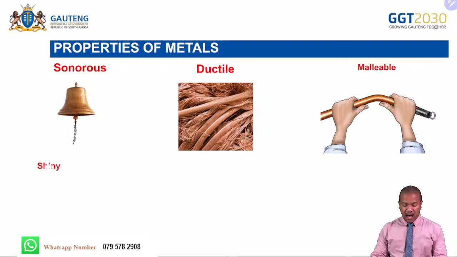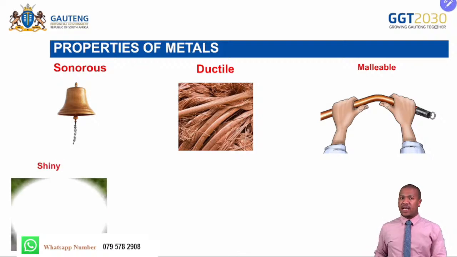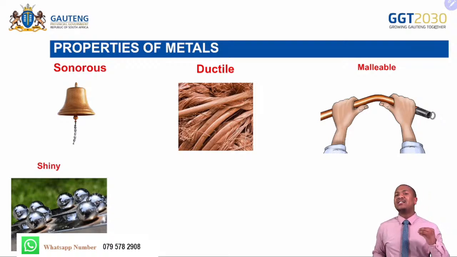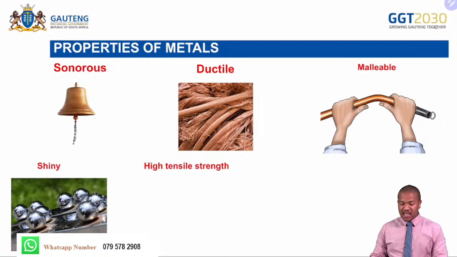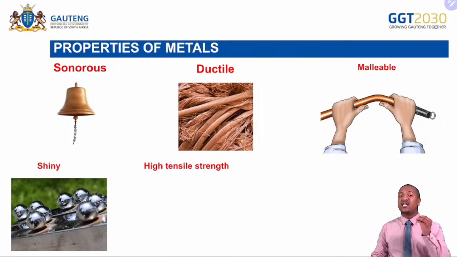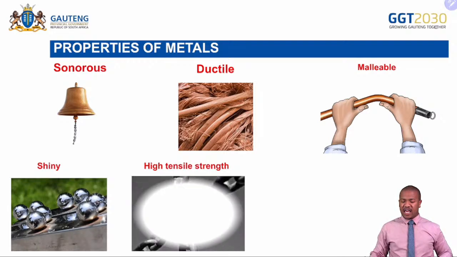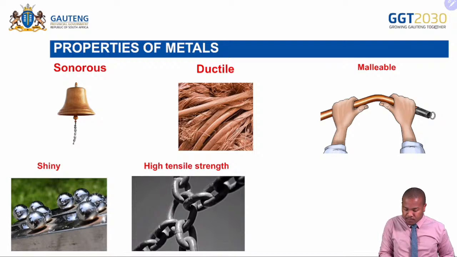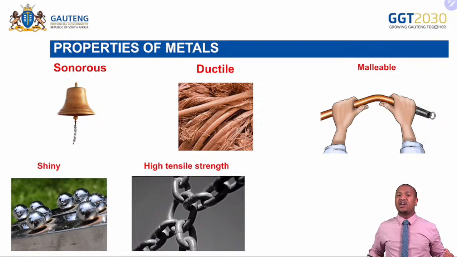Also, metals are shiny in appearance, right? Now look at this shiny appearance of these metals. Metals are shiny. Not only that, metals have a high tensile strength, meaning they can withstand objects of high mass. They are strong, like these chains pulling each other apart, right? They have a strong force. They can withstand high strength.